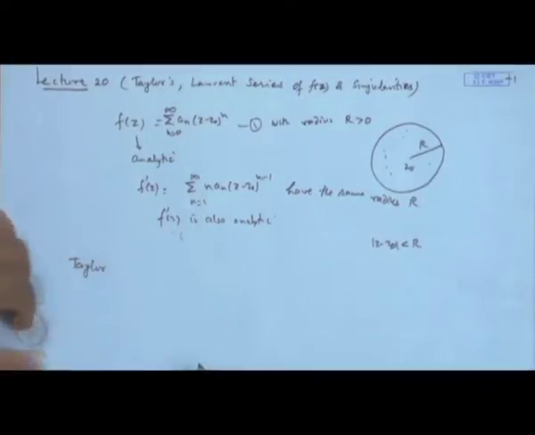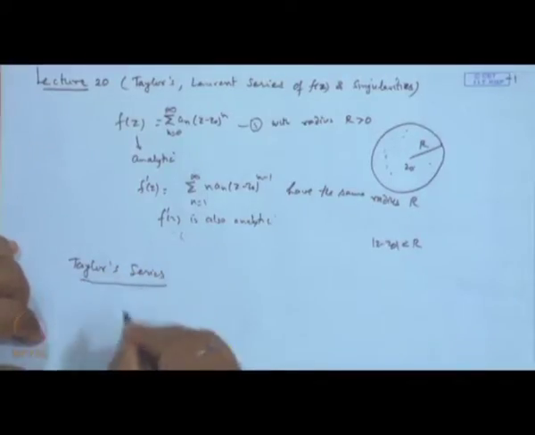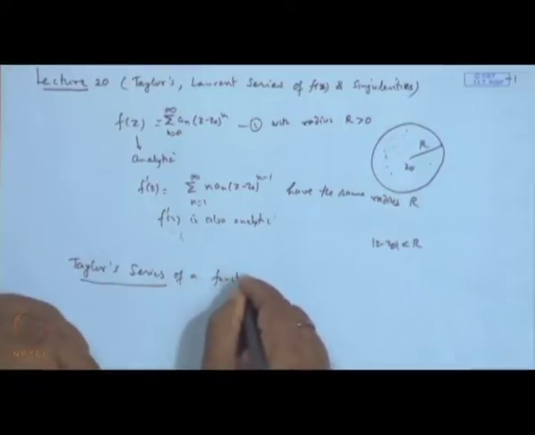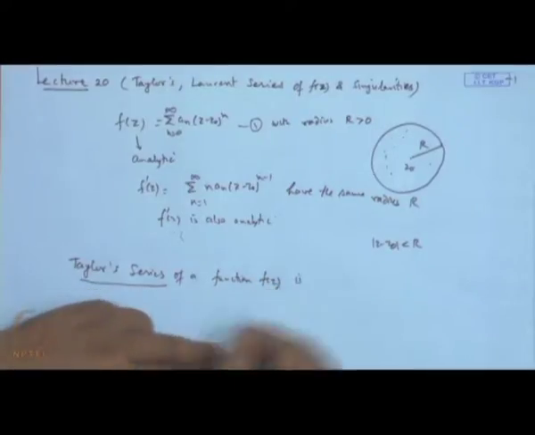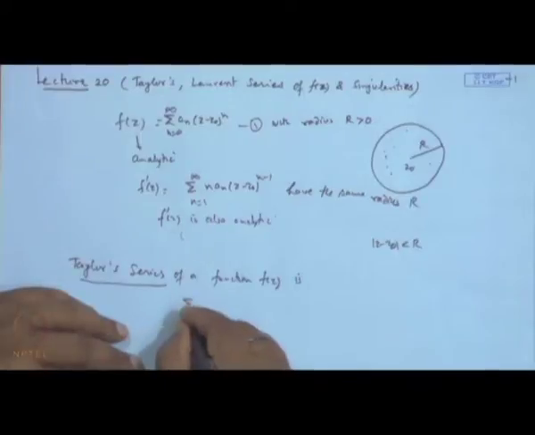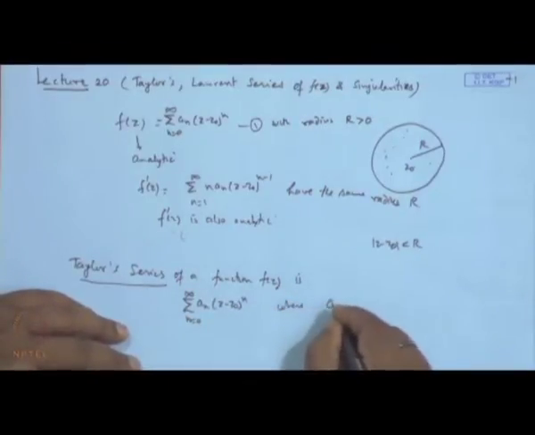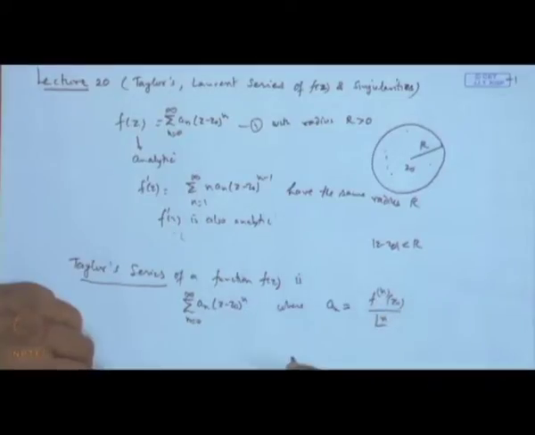Taylor series of a function f(z) is basically a series sigma a n (z minus z naught) to the power n, a power series where the coefficients a n can be computed with the help of this result: the nth derivative of f at the point z naught divided by factorial n.